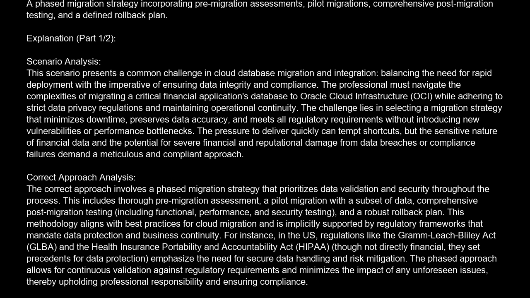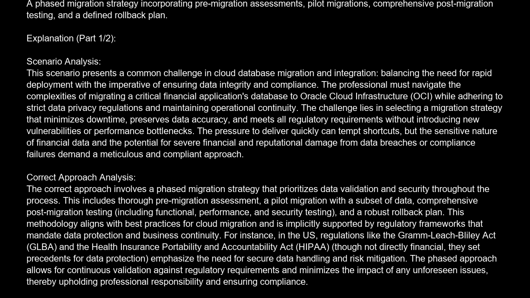The pressure to deliver quickly can tempt shortcuts, but the sensitive nature of financial data and the potential for severe financial and reputational damage from data breaches or compliance failures demand a meticulous and compliant approach. Correct approach analysis. The correct approach involves a phased migration strategy that prioritizes data validation and security throughout the process. This includes thorough pre-migration assessment, a pilot migration with a subset of data, comprehensive post-migration testing, including functional, performance, and security testing, and a robust rollback plan.